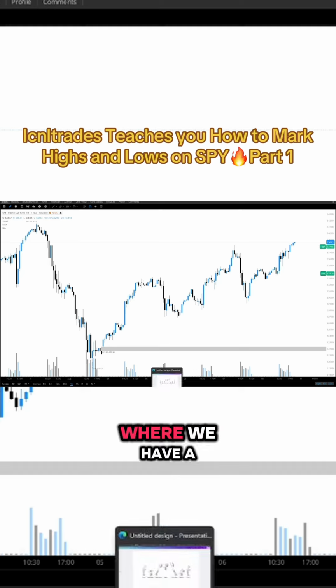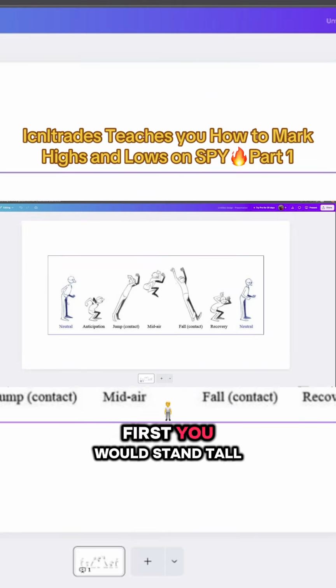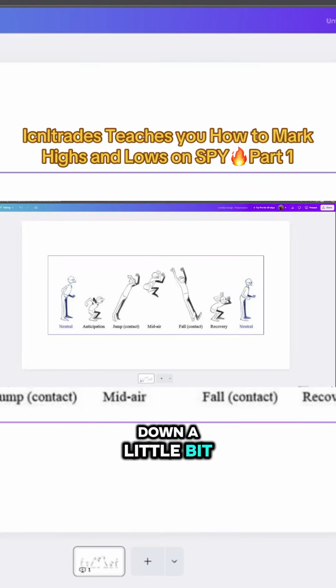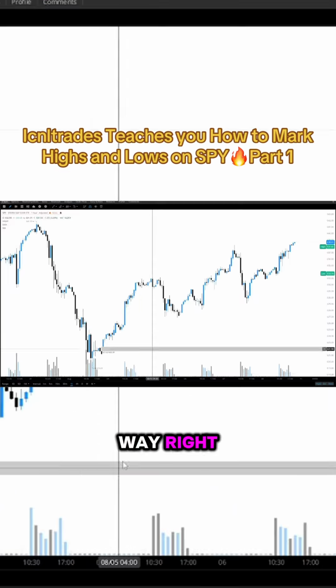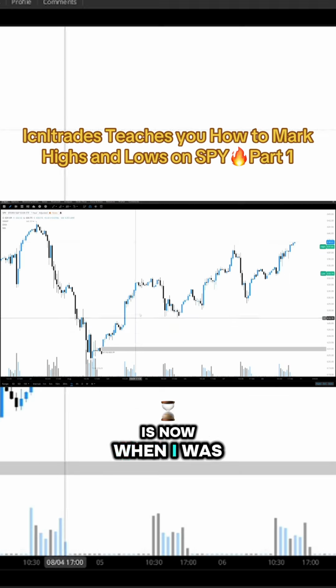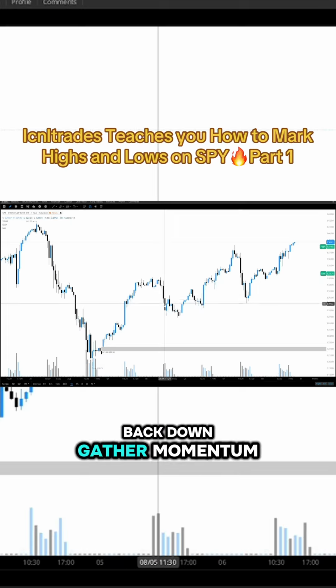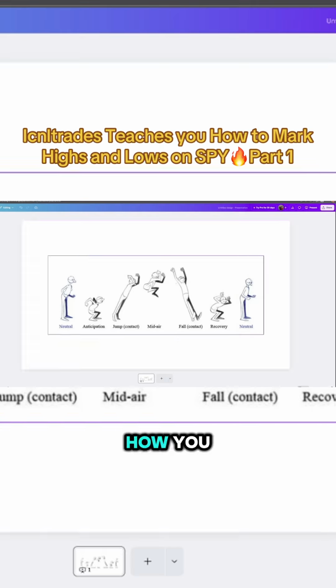Alright, so let's go to Canva where we have a diagram that will help us understand all of this. So essentially the stock market is like a human trying to jump. First you would stand tall, then you would go down a little bit to gather some momentum and energy, and then next you would launch yourself, propel yourself into the air and jump as high as possible. And hopefully you're always trying to jump higher than you previously did before, right? And the stock market moves in the same way, right? So in order for it to go up here, for example, where it is now, when it was over here, it had to come back down, gather momentum and energy, and then launch itself back up, kind of similar to how you jump.